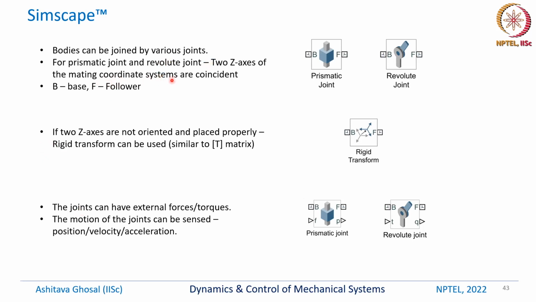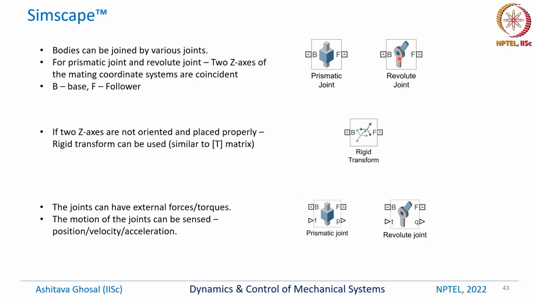For prismatic joints and revolute joints, the two z-axes of the mating coordinate systems are coincident. So we have one rigid body here and another rigid body inside, and the z-axes of these two rigid bodies are coincident. Same thing with the revolute joint, and this we have discussed earlier.